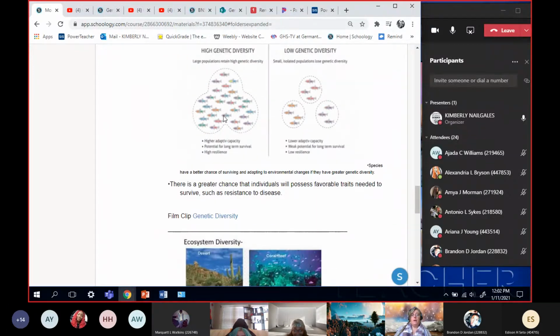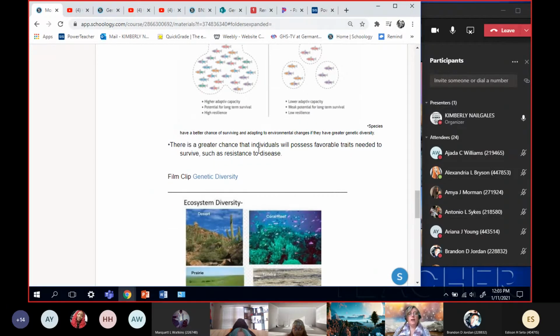And the same thing here with these pictures of the sharks is kind of like the idea of what happened with the finches, because there was large genetic diversity within the population. When they landed on the individual islands, there were some of each that were able to survive. If they'd had low genetic diversity, it would have been a gamble to see if any of the finches would have had the right traits. So the greater the genetic diversity, the greater the chance that individuals possess the favorable traits needed to survive.